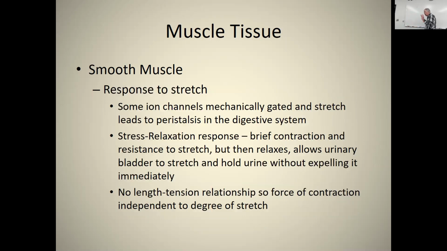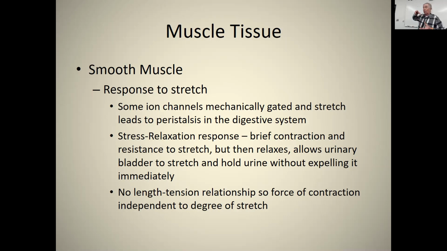Response to stretch. Some ion channels are mechanically gated, and stretch leads to peristalsis in the digestive system. So it's a stretch relaxation response. When smooth muscle is stretched, it reflexively contracts. Right? So there's a brief contraction, resistance to stretch, but then it relaxes. This is something that allows the urinary bladder to be stretched and hold urine without expelling it immediately.